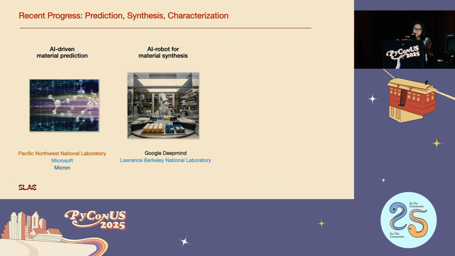The next step is the collaboration between Google DeepMind and Lawrence Berkeley National Lab, where they have a robotic-driven AI that makes hundreds of thousands of these materials every day. Given that Microsoft, Pacific Northwest and Micron can predict millions of materials every day, the big question remains, how do we know that these can survive and these are real? Because a lot of them don't actually exist or cannot exist.